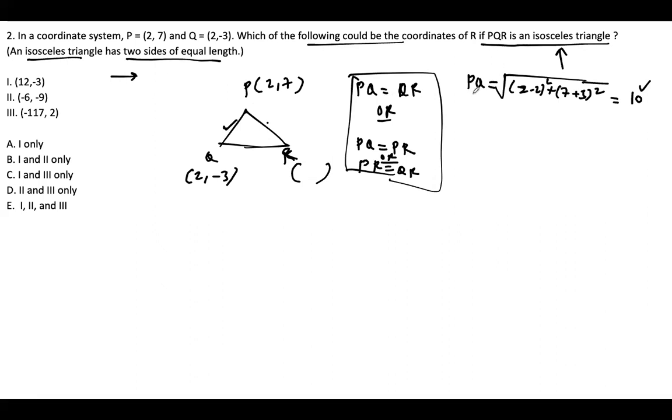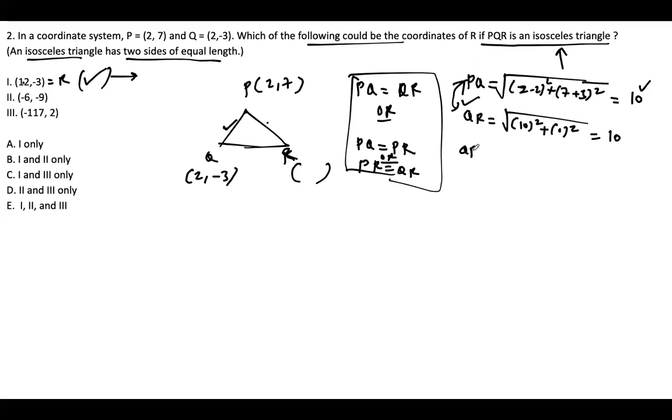So let's find PQ, we know, and we know the coordinates of R. Let's say we are finding QR. What will be QR if this is R? Taking x2 as, let's say, 12 minus 2, the whole 10 squared, plus minus 3 minus of minus 3, which is 0. This is 10. So two sides are the same, PQ is equal to QR. Yes. So check option 2.